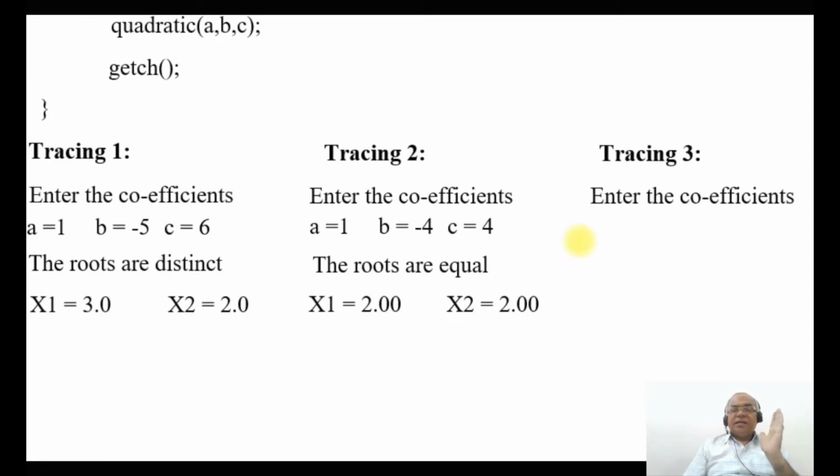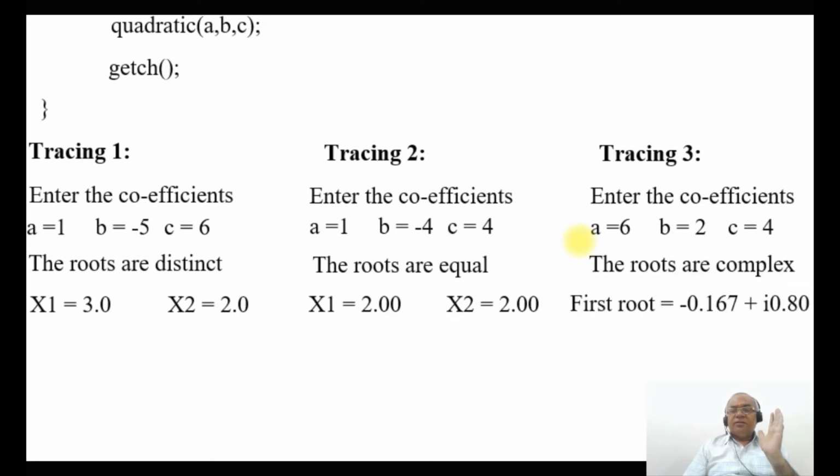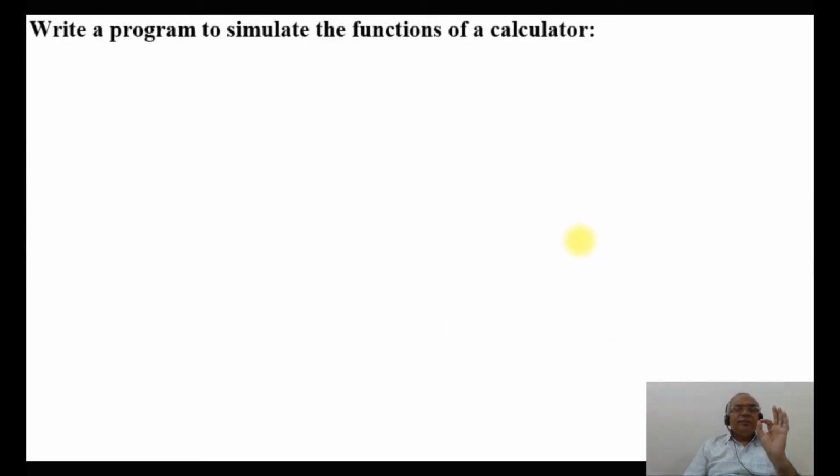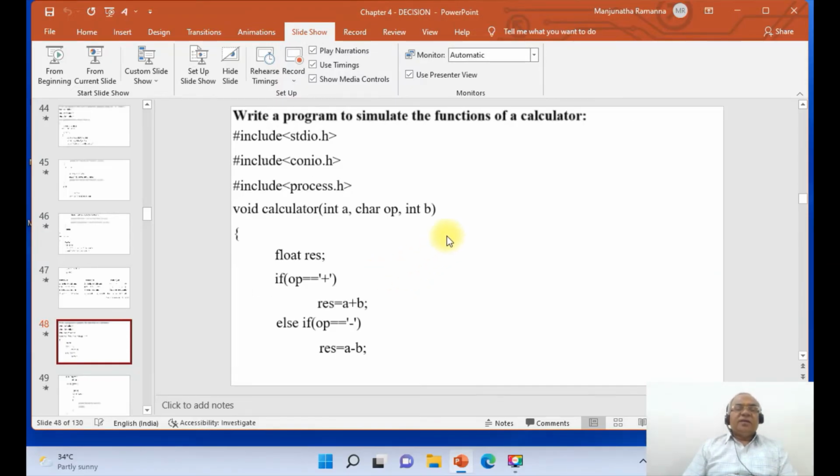Then we enter the coefficients a is equal to 6, b is equal to 2 and c is equal to 4. The roots are complex. The first root is minus 0.167 plus i 0.80 and the second root is minus 0.167 minus i 0.80. So this is how you will be able to solve the roots of the quadratic equation by considering the else if ladder statement.